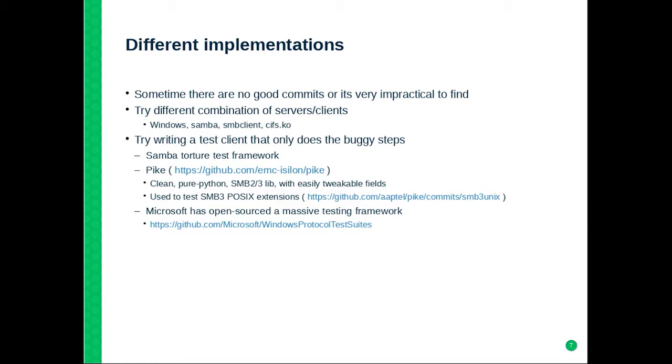There's another one I like to use called Pike. It's a Python library that's very easy to use and extend. And when I want to experiment, it's pretty good. We used this to test some of the POSIX extensions we worked on with Steve and Jeremy. And Microsoft also has a large testing framework, but I still haven't dug into it. I'm sure there's some stuff that can be used from there.